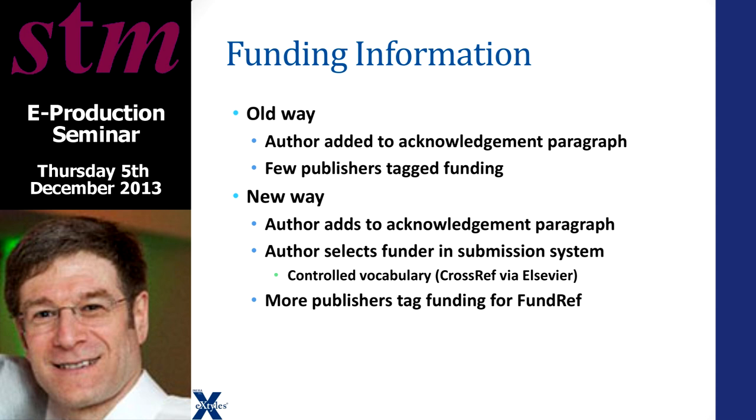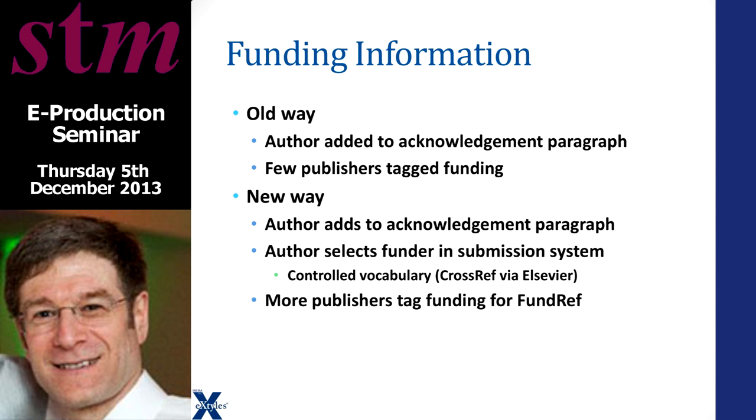Funding information. The old way was easy. The author added the funding information to the acknowledgement paragraph, and there were a few publishers out there who actually tagged this in XML, but surprisingly few. Most weren't bothering. AIP is actually one of the few that's been doing it for a very, very long time. The new way is the author still adds the information to the acknowledgement paragraph. The author may select a funder in the submission system using the controlled vocabulary that comes from Elsevier by way of Crossref. And more publishers are now starting to tag this information because of FundRef.